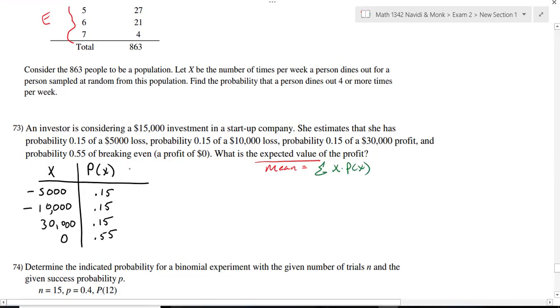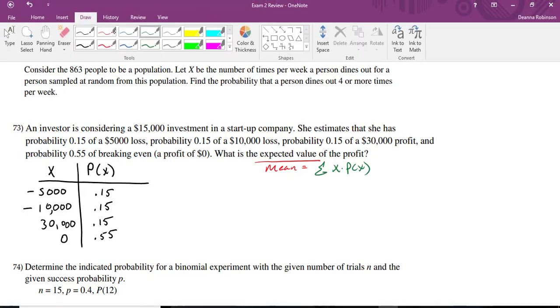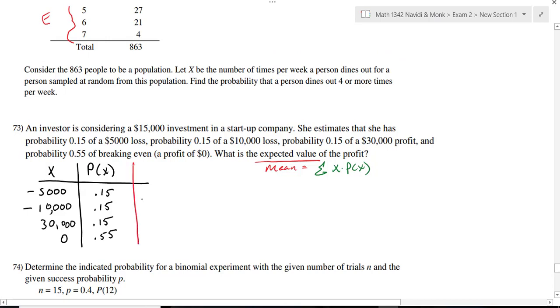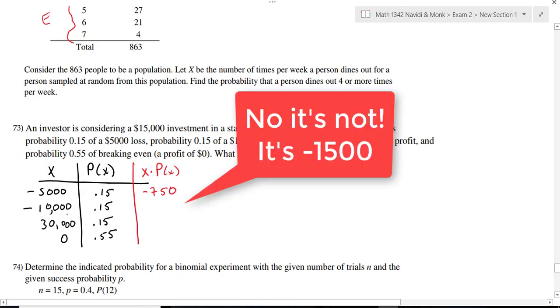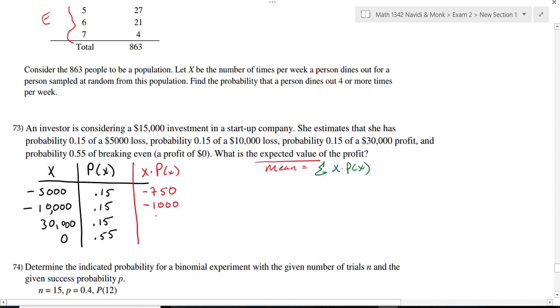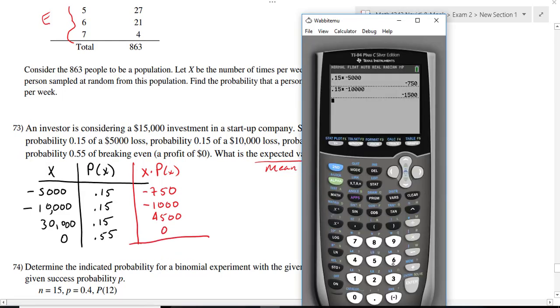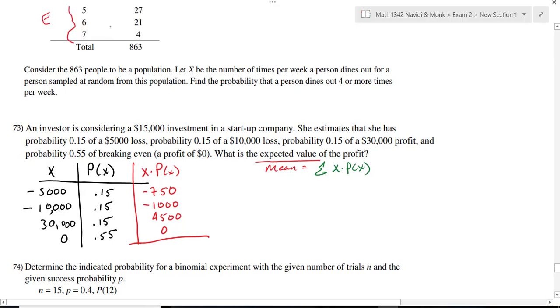I think this one's easy enough we can do it without going to the calculator, if you'll help me out just a little bit. Negative 5,000 times 0.15 is what? Negative 750. And then negative 10,000 times 0.15 is going to be negative 1,000. And 30,000 times 0.15 is 4,500. And 0 times anything is 0. Oh, there it is. I have an error right here. This isn't negative 1,000, it's negative 1,500. This is why we use calculators.